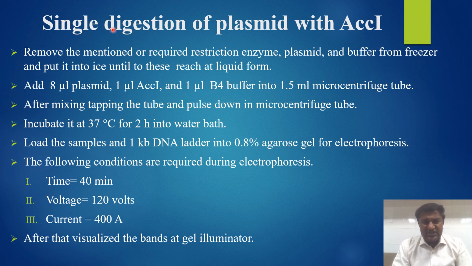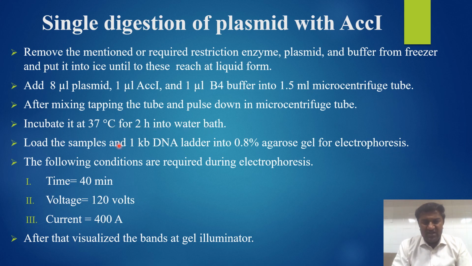Single digestion of plasmid with AccI. Remove the required restriction enzyme, plasmid, and buffer from the freezer and put them into ice until these reach liquid form. Add 8 microliter plasmid, 1 microliter AccI, and 1 microliter B4 buffer into a 1.5 ml microcentrifuge tube. After mixing, tap the tube and pulse down in the microcentrifuge. Incubate it at 37 degrees centigrade for 2 hours in a water bath.